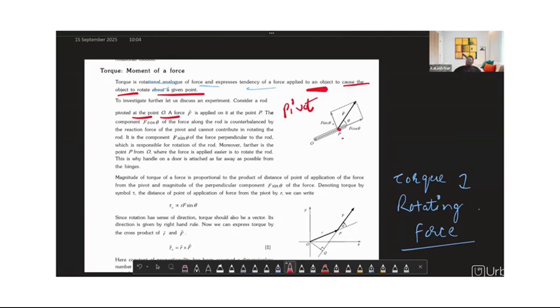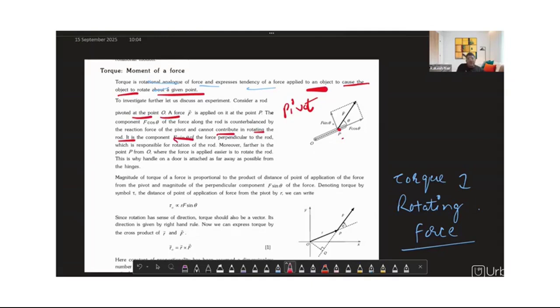As we all know, according to the conventional method, the force will be divided into two components, sine and cos theta. The cos theta component of the force along the rod will be counterbalanced by the reaction force of the pivot, that means the normal force which the pivot exerts on the rod. It cannot contribute to rotating the rod, as the cos theta component is not causing the rotation. It is the component F sine theta that does.